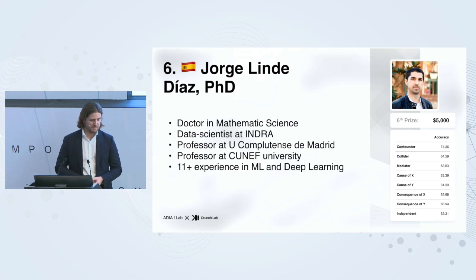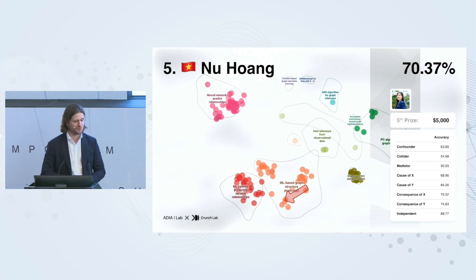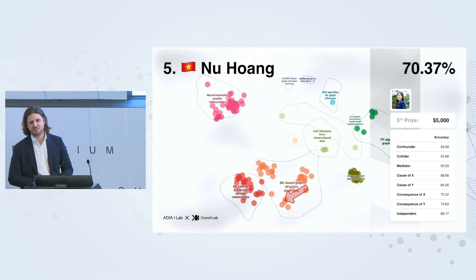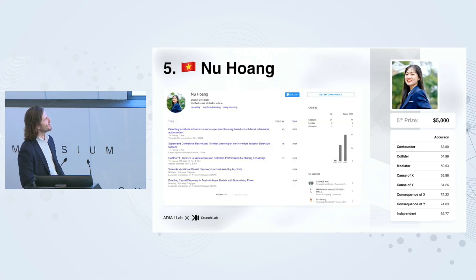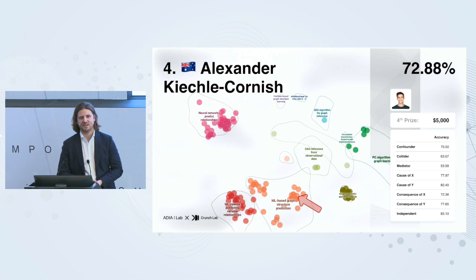That was amazing. On the 5th position, congratulations to Nu, another student from Deakin University, who provided this time an ML graph solution that reached 70.37%. She's also focusing heavily on causal research, and she did an excellent job. Congrats, Nu. Now we're getting to the very top of the leaderboard.